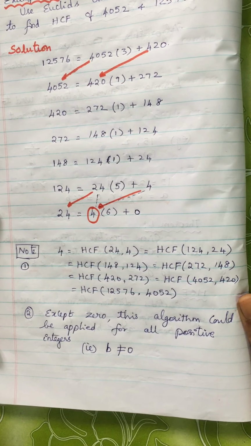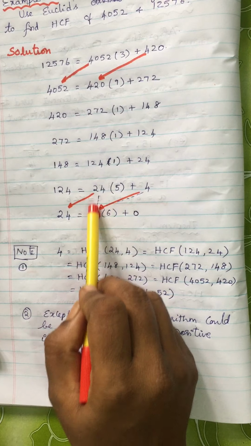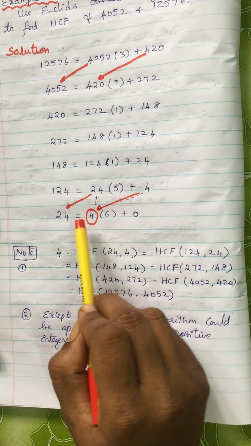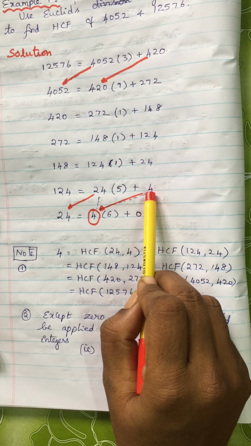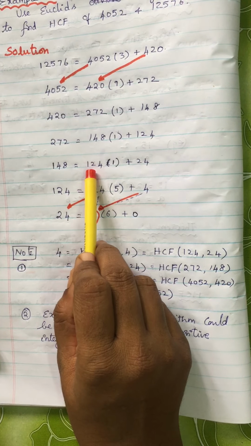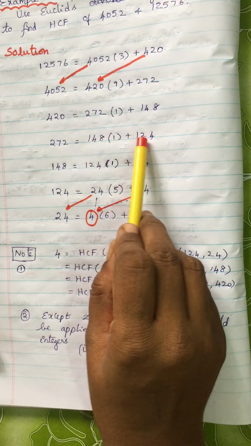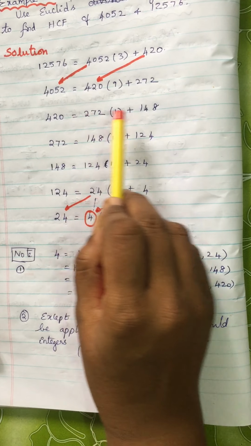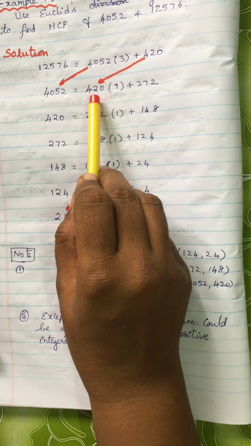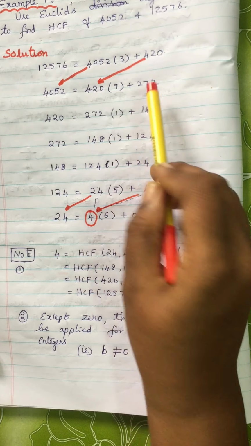So here you can see this 4 is the HCF of these two numbers which are prior to 4, that is 24 and 4. 4 is the HCF of 24 and 4, and you can also write 4 is the HCF of 124 and 24, and again it is the HCF of 148 and 124, and again 272 and 148, and again 4 is the HCF of 420 and 272.